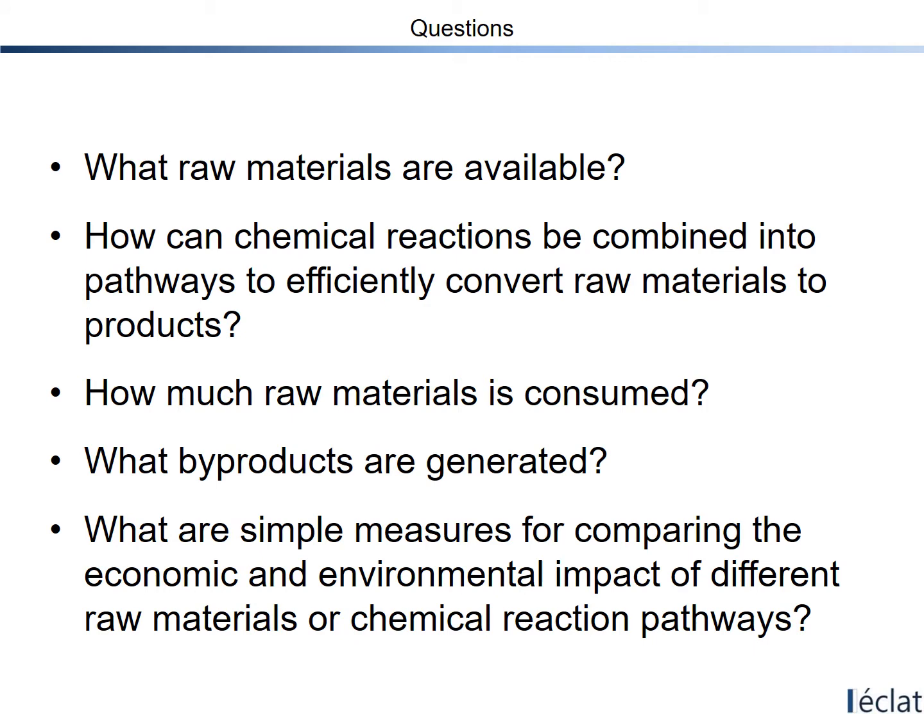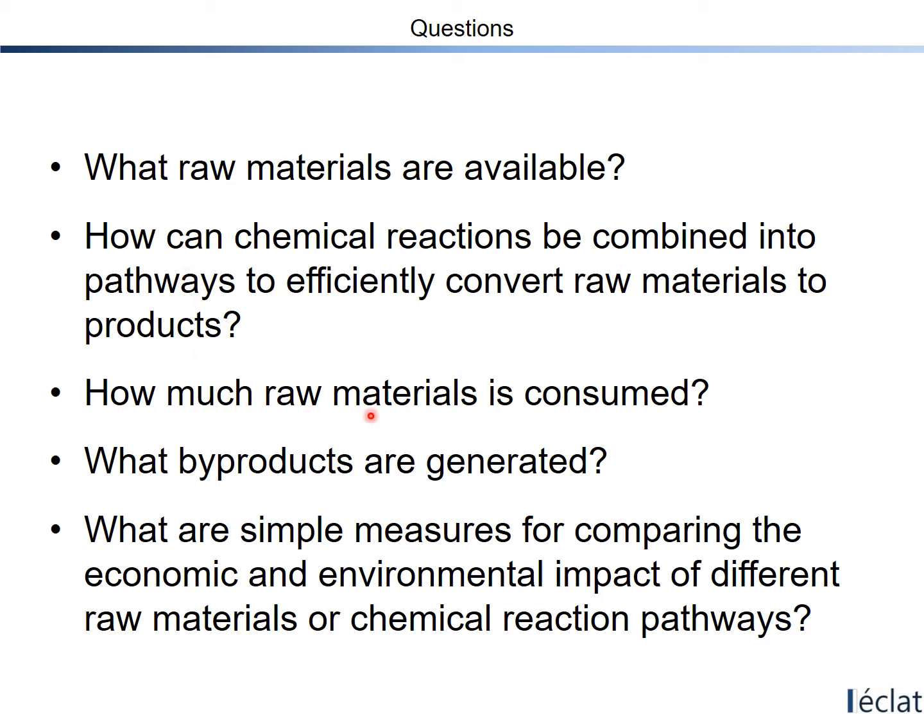Questions. Just let me read them and you could answer these questions after you have learned this chapter. What raw materials are available? So you will choose raw materials, cheaper, better, and eco-friendly, better, or something like that. How can chemical reactions be combined into pathways to effectively convert raw materials to products? You will design some chemical reaction pathways in this chapter.